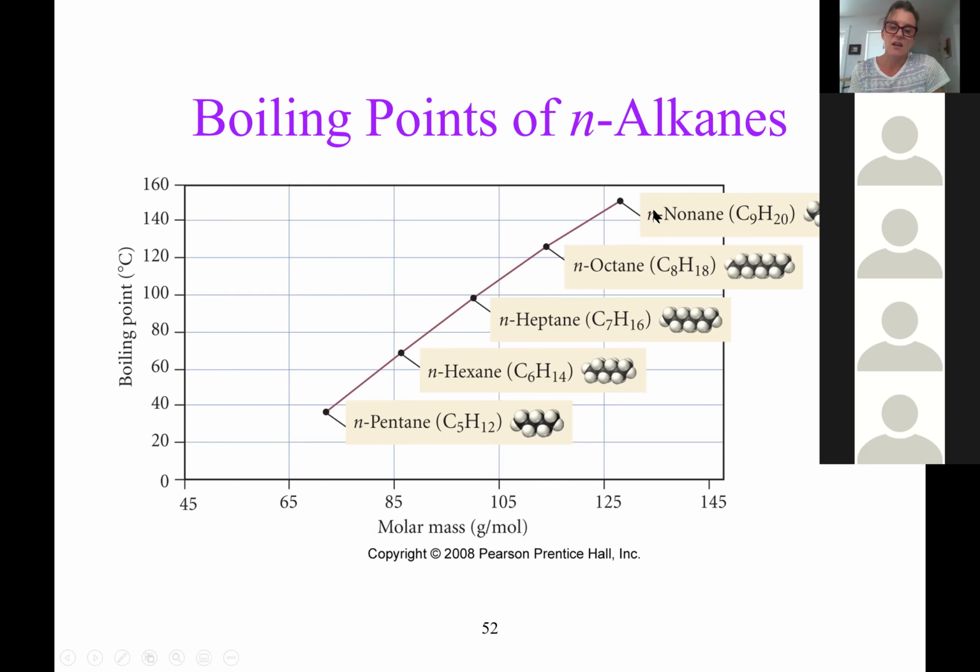You guys aren't headed on that track. The 100 students take 130 and we learn about that in 130. If you go on to organic chemistry, you'll learn a lot more about this. But the bigger the hydrocarbon, the more the dispersion forces, the higher the boiling point.